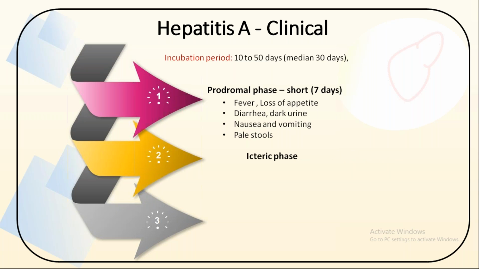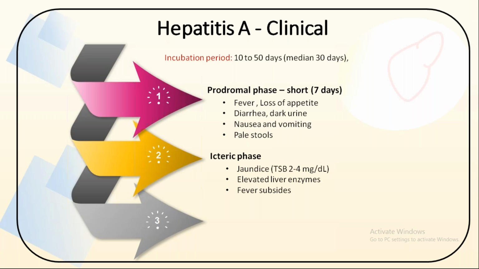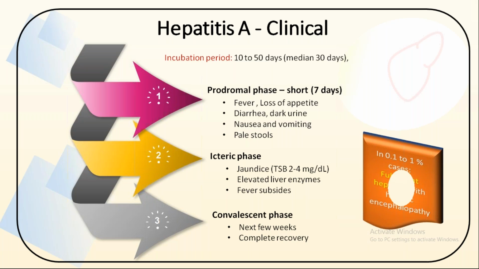Then comes the icteric phase, where the jaundice deepens, nearly about 2 to 4 milligrams. And elevated liver enzymes at this stage, you see. By this time, the fever subsides. And last is the convalescent phase. That means after this first 1 week or 10 days, it is a recovery phase. It lasts a few weeks. It slowly recovers, but ultimately a complete recovery happens. But please remember, some cases, only 0.1 to 1% maximum, may end in fulminant hepatitis with hepatic encephalopathy. It's very rare in hepatitis A, but there is a technical possibility.